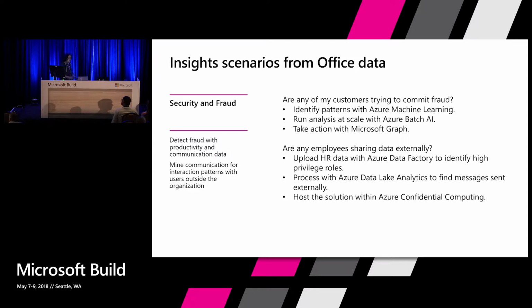In security and fraud, if you want to understand if any of my customers are trying to commit fraud in their interactions with us, you can identify a pattern of your customer interactions in your support or your sales with Azure Machine Learning. Now you can run that analysis at scale with Azure Batch AI. If you find something anomalous, you can go send an email with Microsoft Graph or post an event or any of the other actions with Microsoft Graph.